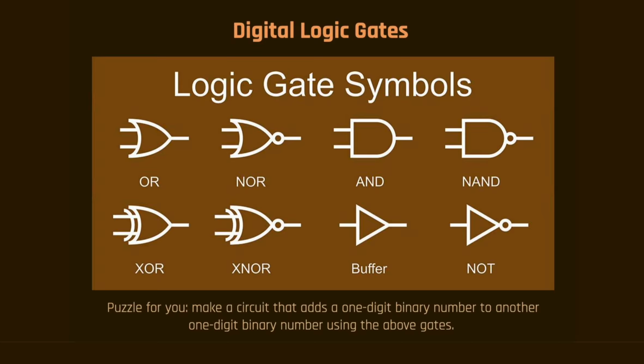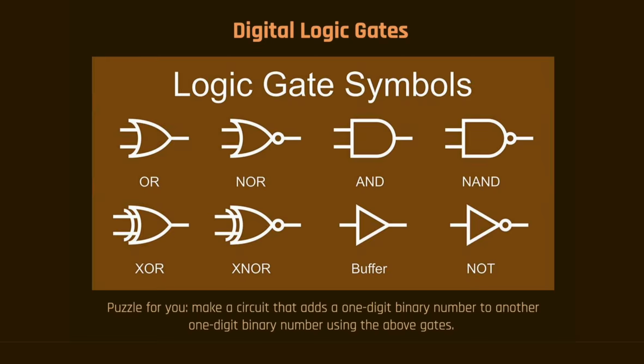Now, the other gates take two inputs and do an operation on them. For example, the AND gate tries to see if both of the numbers are 1. If they are, then it outputs a 1. If either of them is a 0, then it outputs a 0. The OR gate takes two numbers, and if either of them is a 1, then it outputs a 1. If none of them are a 1, then it outputs a 0.